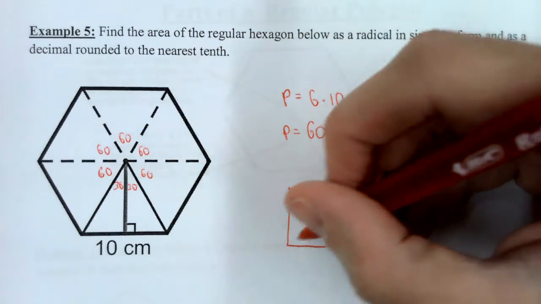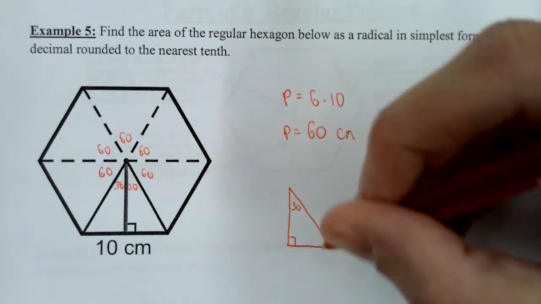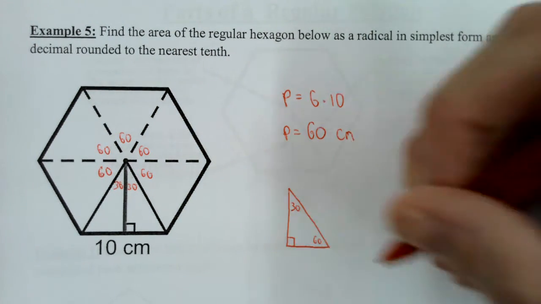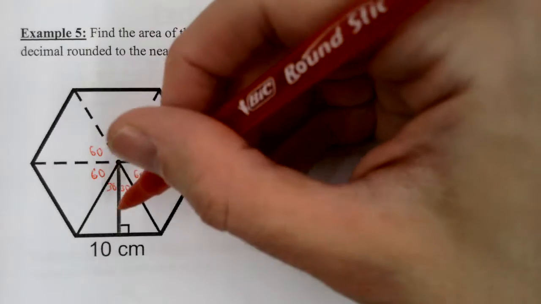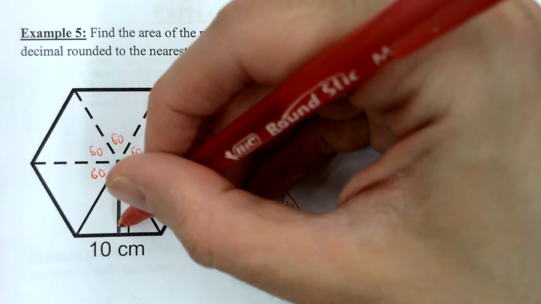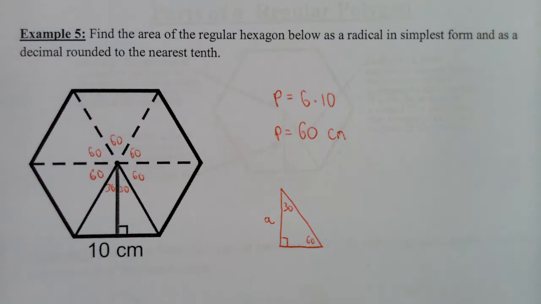This angle is 90. This angle is 30, which means the missing angle has to be 60 because all the angles add up to 180 in a triangle. This is the apothem right here, so I'll label that as A. What is this side?